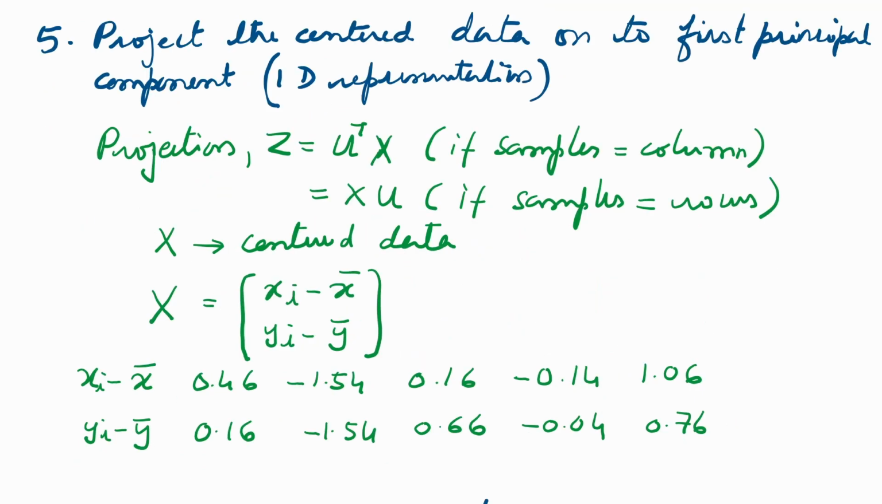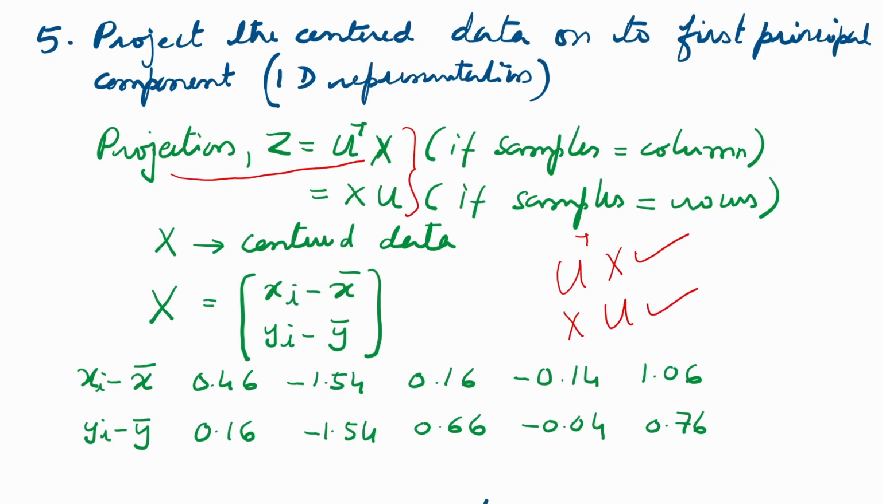Once you find these eigenvectors, the next step is to project the centered data onto the first principal component. So this is what we have to transform. Projection is given by the formula. Just notice these two formulas I have written. It can be either U transpose X or it can be XU, depending upon how your data set is arranged. If the samples are represented column wise, then you use the first formula, and if the samples are represented row wise, then you use the other formula.